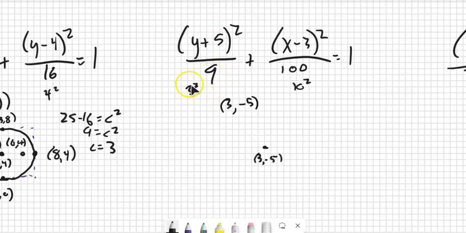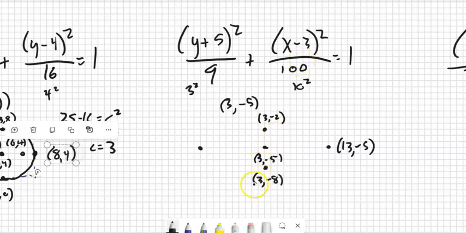3 in the y direction. 1, 2, 3. Negative 5 minus 3 is negative 8. Negative 5 plus 3. Offset of 10 in the x direction. So again, this offset in the x direction is 10. So 10 plus the x value would be 13, negative 5. The x value minus 10 would be negative 7, negative 5.